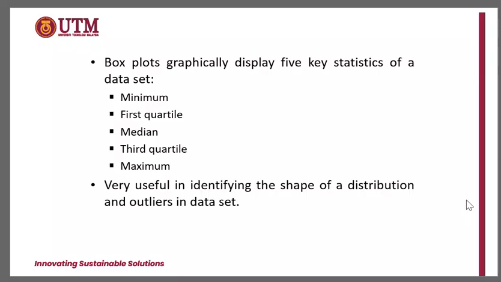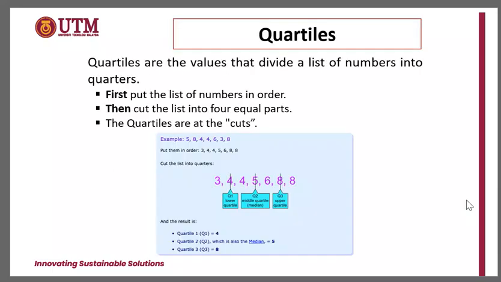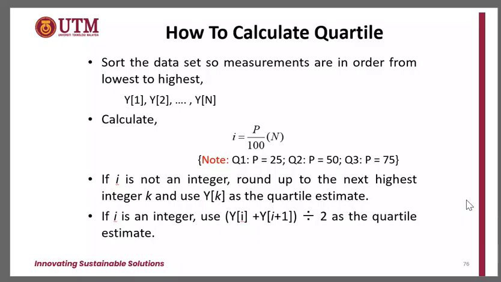Box plot is the final section in this chapter. We'll solve an example so you can understand it very well. You only have this note here that you have to note: for Q1, P equals 25, for Q2, P equals 50, for Q3, P equals 75. And i equals P divided by 100 times n, the number of observations, or the number of numbers that you have.